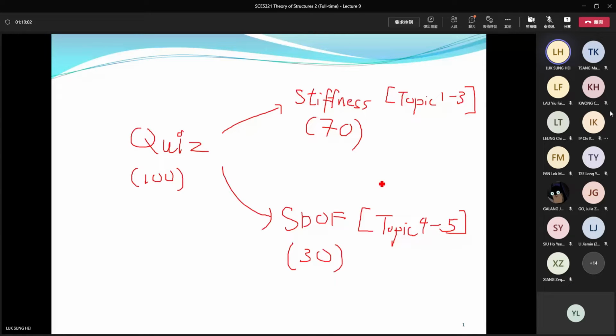There are 2 questions for the stiffness method and 1 question for structural dynamics. So in total there are 3 questions in the quiz paper. And the quiz is a face-to-face quiz, so next time you should come back to the campus and have the quiz.